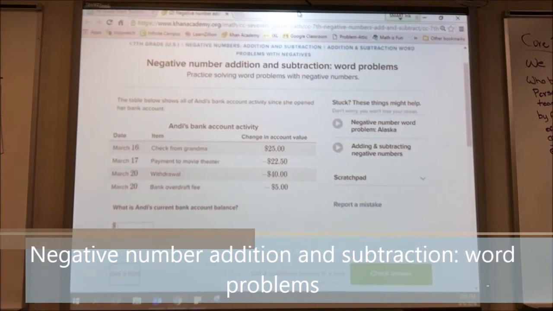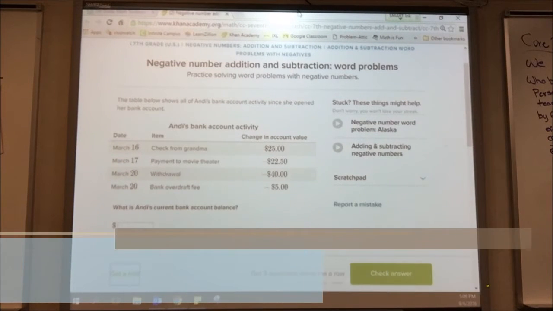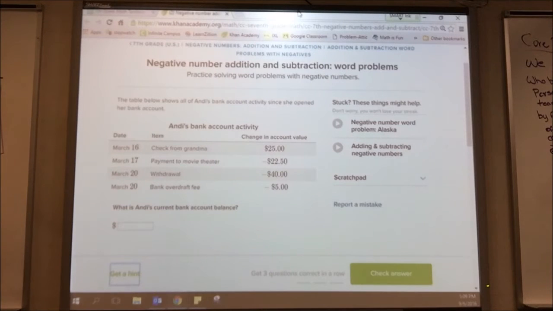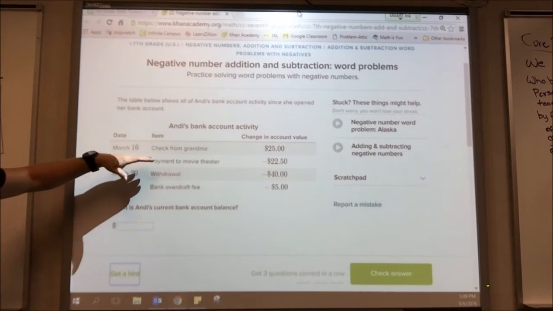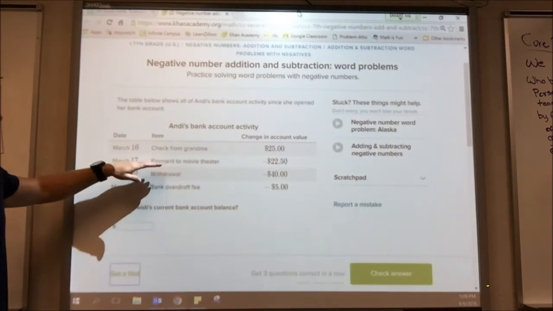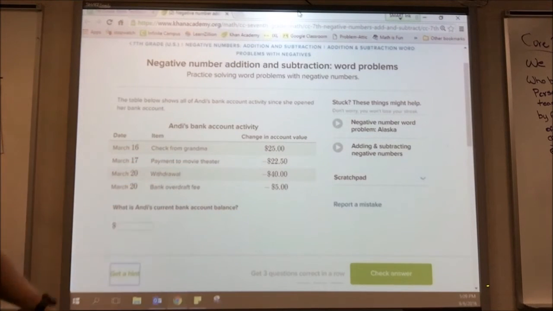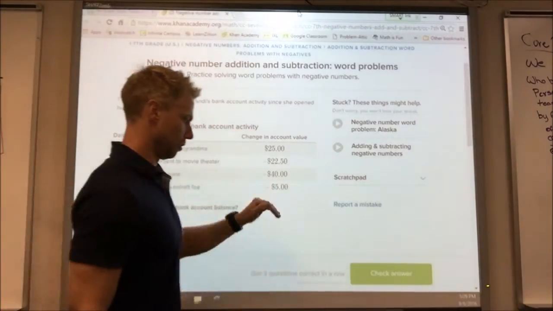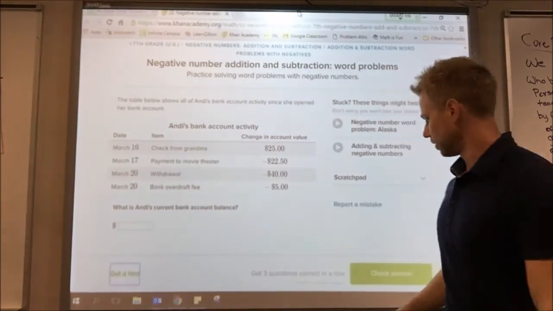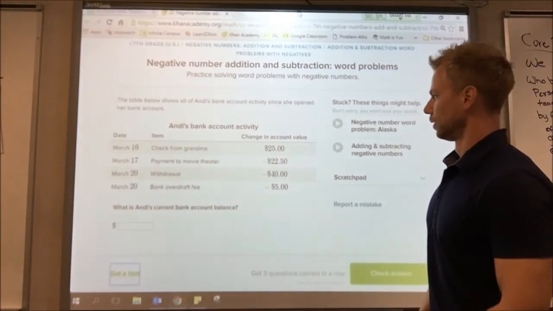Okay, we have negative number addition and subtraction, word problems. It says the table below shows all of Andy's bank account activities since she opened her bank account. We see that she deposited a check from her grandma, she had a payment to the movie theater, withdrawal, and then a bank overdraft fee. What is Andy's current bank account balance? Okay, so basically we just need to combine these numbers all together by adding or subtracting.